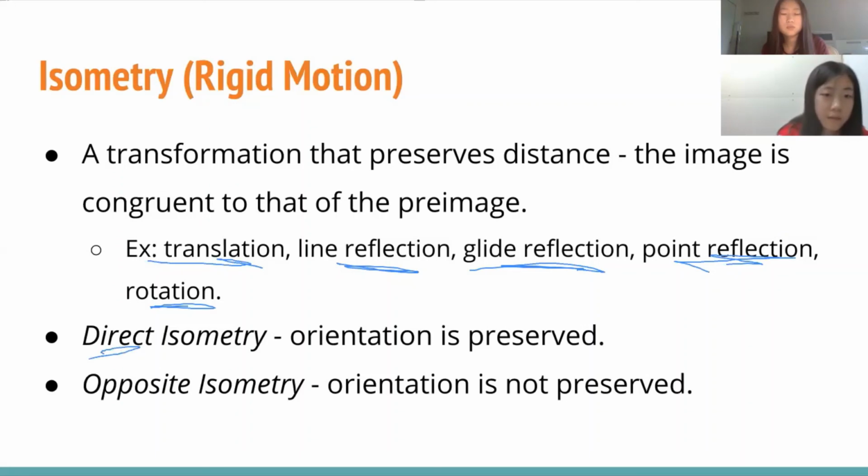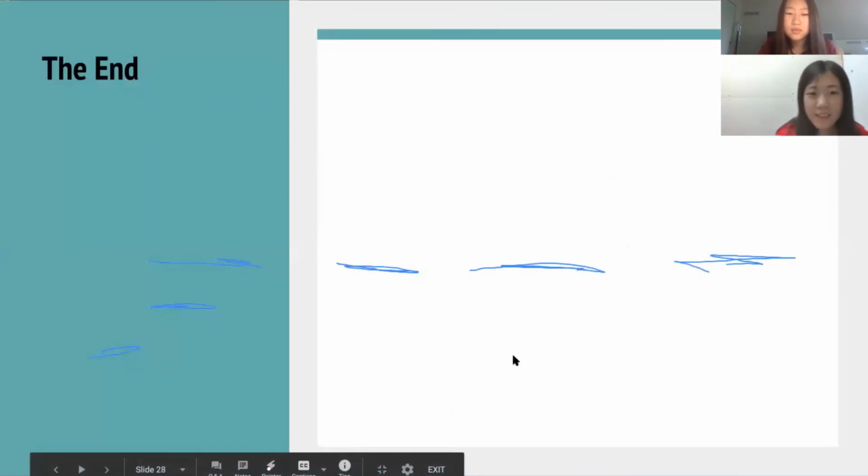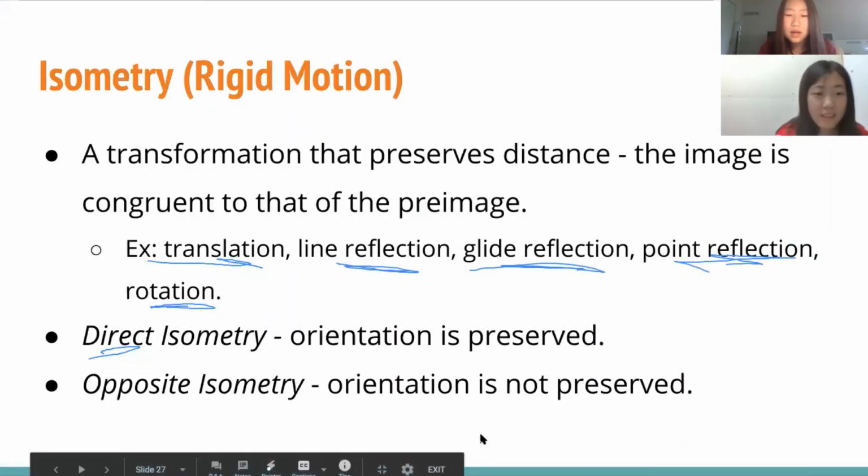Direct, how do you say this? Wait. I think it's isometry. Isometry.